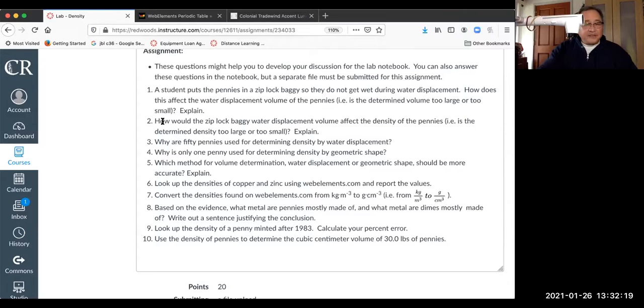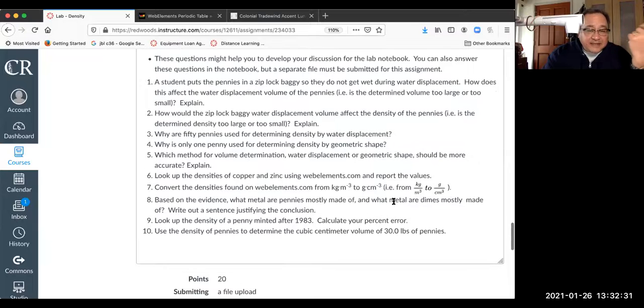So now I'm going to change my share. And number 7 says convert from kilograms meters to the -3 to grams centimeters to the -3, i.e., that is, from kilograms per cubic meter to grams per cubic centimeter. Okay, so let me do my switch share. And you should now see the desktop.